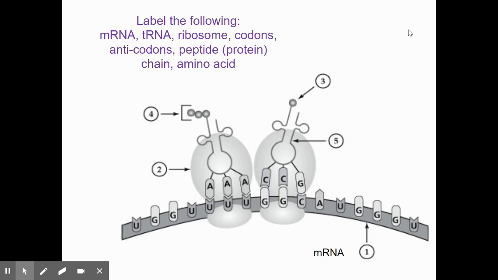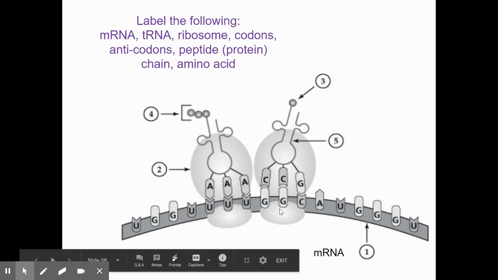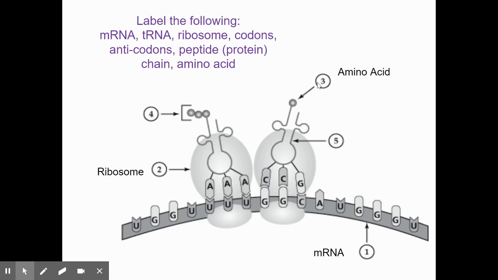So number one here, guys, this is our mRNA. Notice it is a single-stranded molecule. 2 is our ribosome. So you'll see the mRNA has arrived at the ribosome. This is our amino acid. Here is our peptide or our protein being built, followed by the tRNA that's going to be transferring each amino acid to eventually build our larger protein.